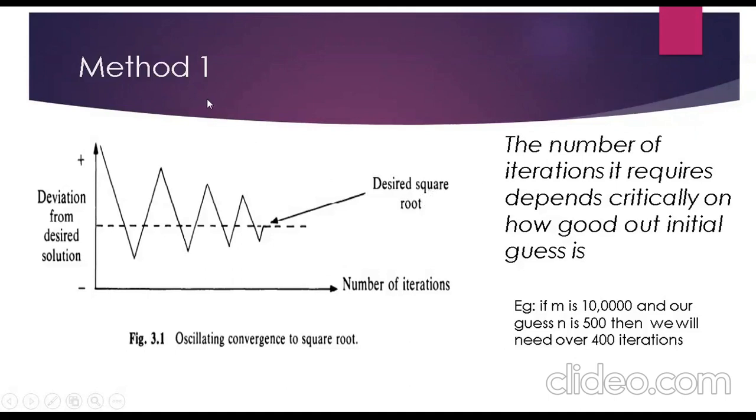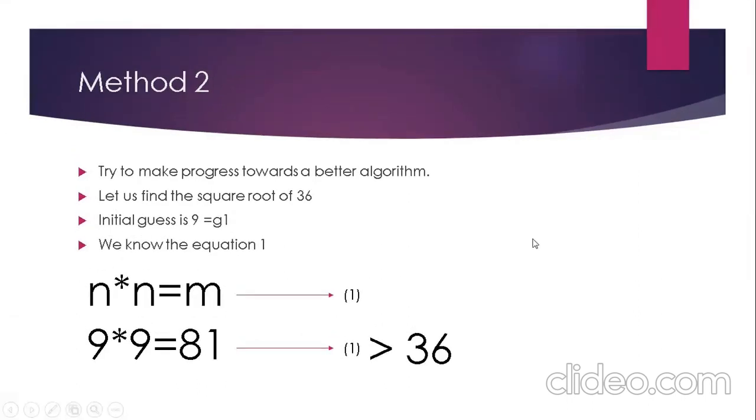Now, when you're going for this first method, what happens is, if suppose your m is quite big, and you guess the number n as 500, then for sure it will need more than 400 iterations, which is not that great, right? So now we have to think about an improved version of this algorithm to solve this problem. So let us look into the second method, which makes progress towards a better algorithm.